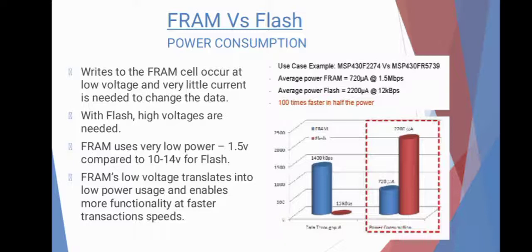In this graph we can see that the average power used by FRAM is 720 microamperes at a very high speed, whereas the average power for flash memory is 2200 microamperes, and that too at a very low speed.